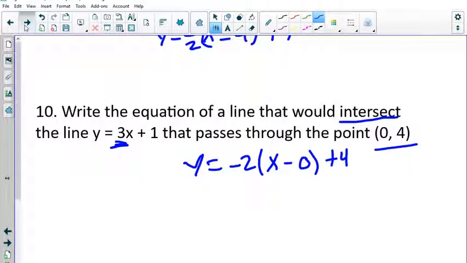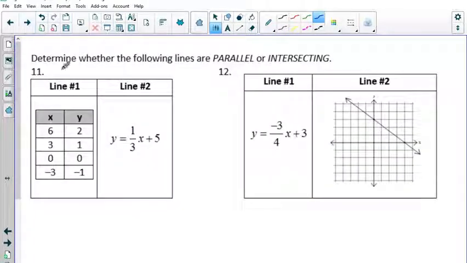So lastly, numbers 11 and 12 are asking you, given this representation, line 1 and line 2, are they parallel or intersecting? So if they're parallel, their slopes have to be the same. If they're not the same, then they're intersecting. So let's look at the slope of the table. In this case, I'm going from 2 to 1, 1 to 0, which means I'm going down 1. And over here, I'm going 6 to 3, 3 to 0, 0 to negative 3, which means I'm going down 3.